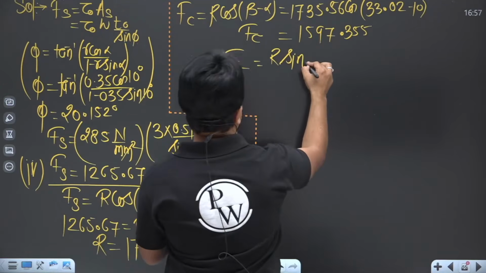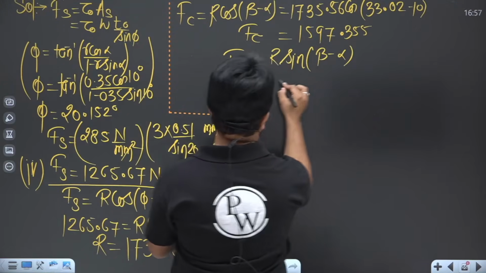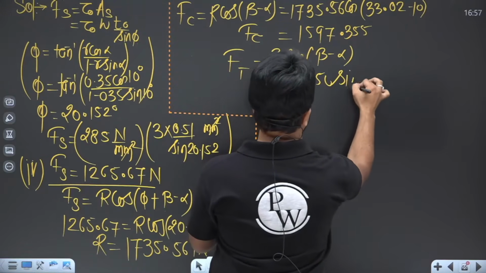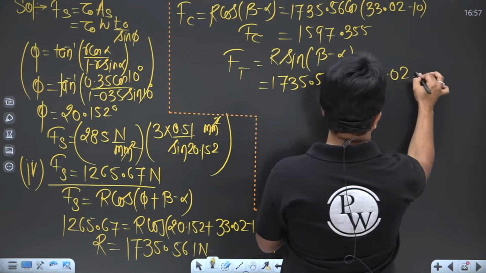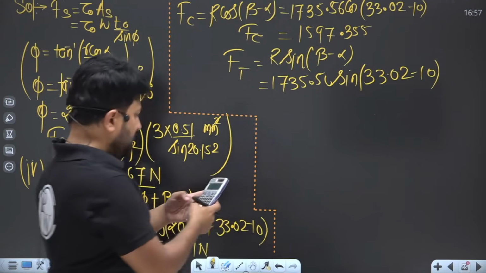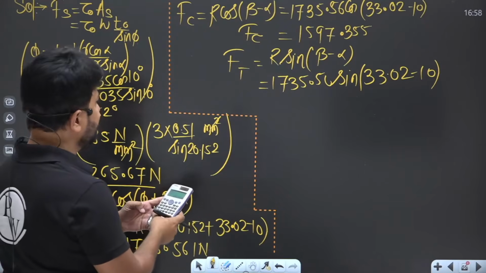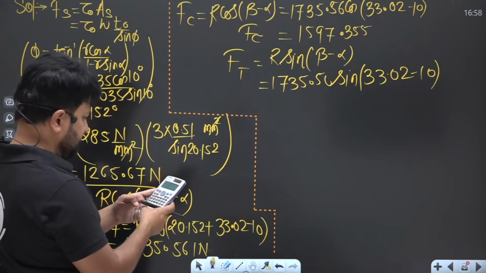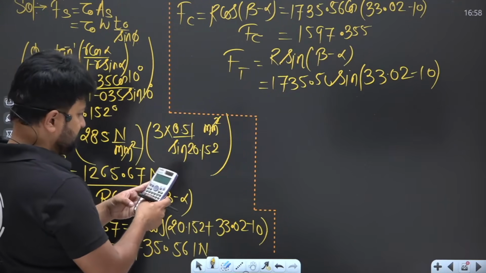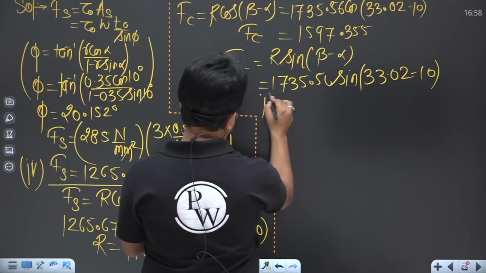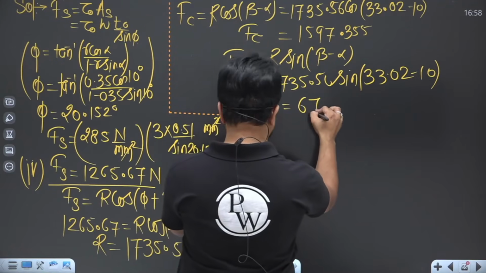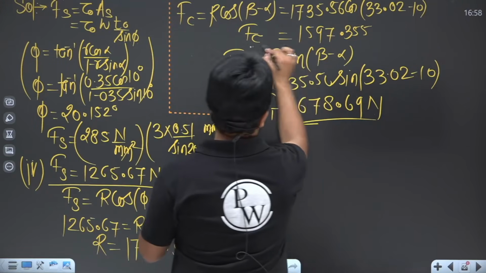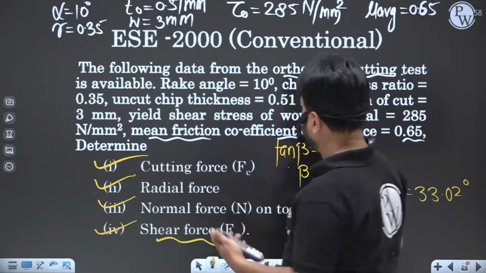And now Ft, that is R sin(beta minus alpha). So 1735.56 sine of 33.02 minus 10, right? So 1735.56 into sine 33.02 minus 10, it comes about 678.69 Newton, right? So you know the value of Fc, you know the value of Ft.